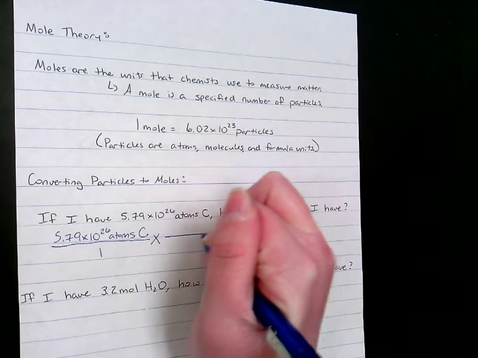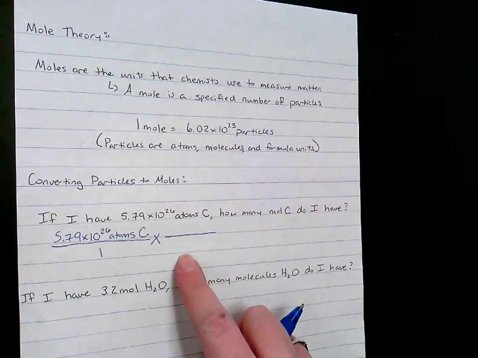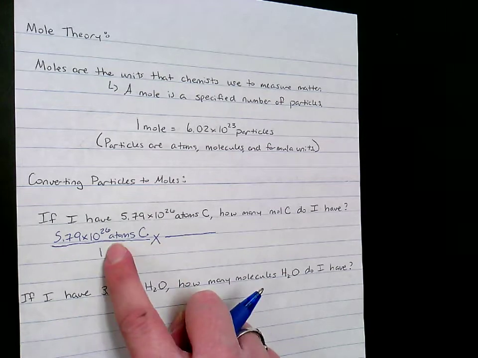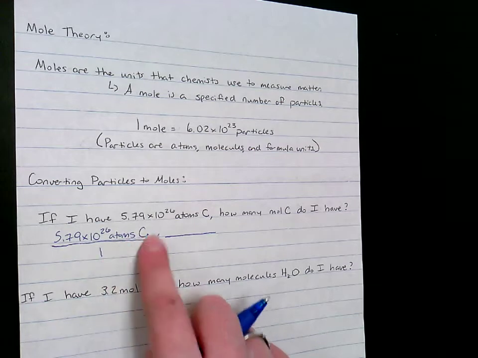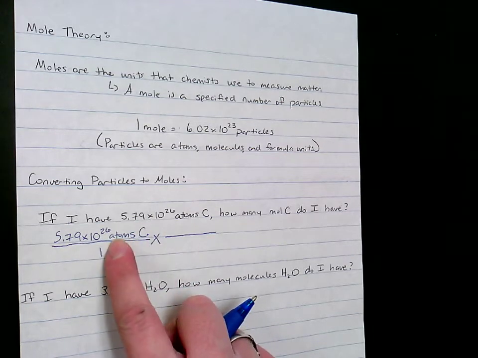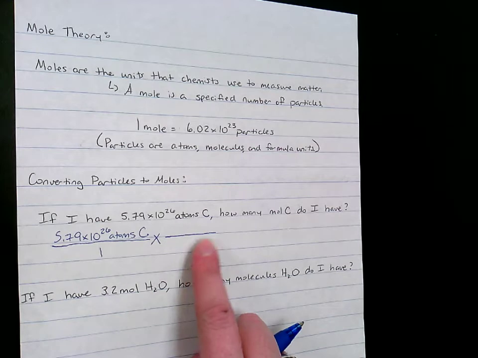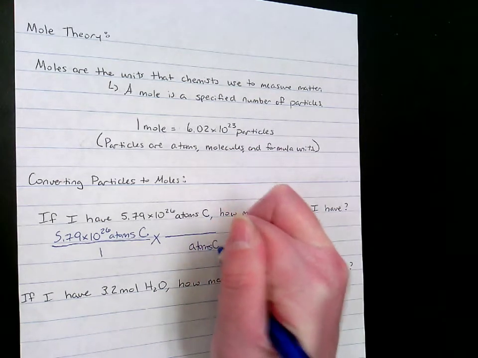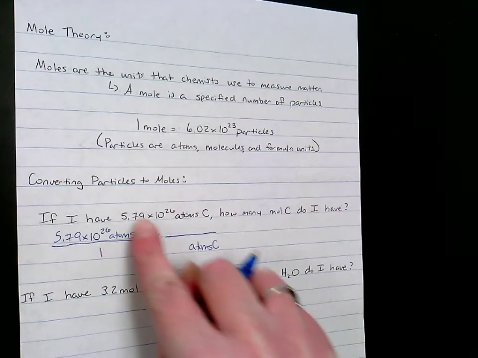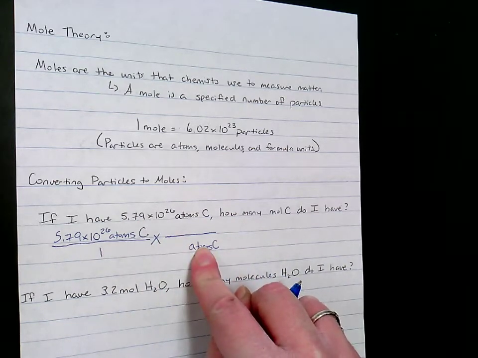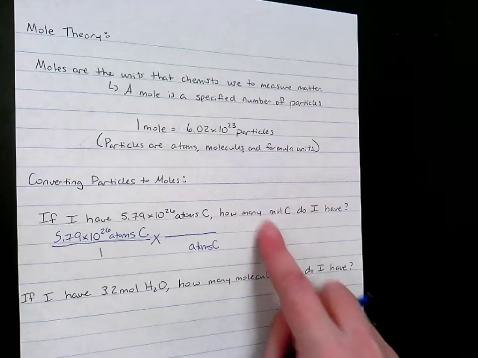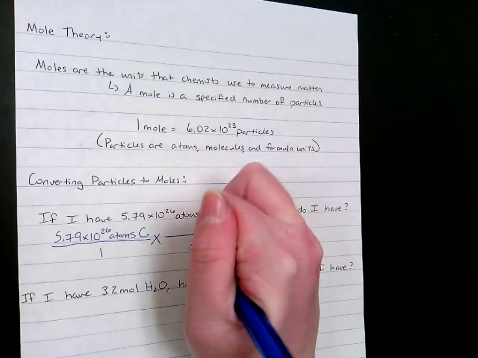So my given, I'm going to multiply it by my conversion factor. I want to set up my conversion factor so that I'm factoring out, or getting rid of, atoms of carbon. So to do that, I'm going to put atoms of carbon on the bottom of my conversion factor, because that way they will cancel each other out when I do this mathematical process. The unit that I want, moles of carbon, is going to go at the top.